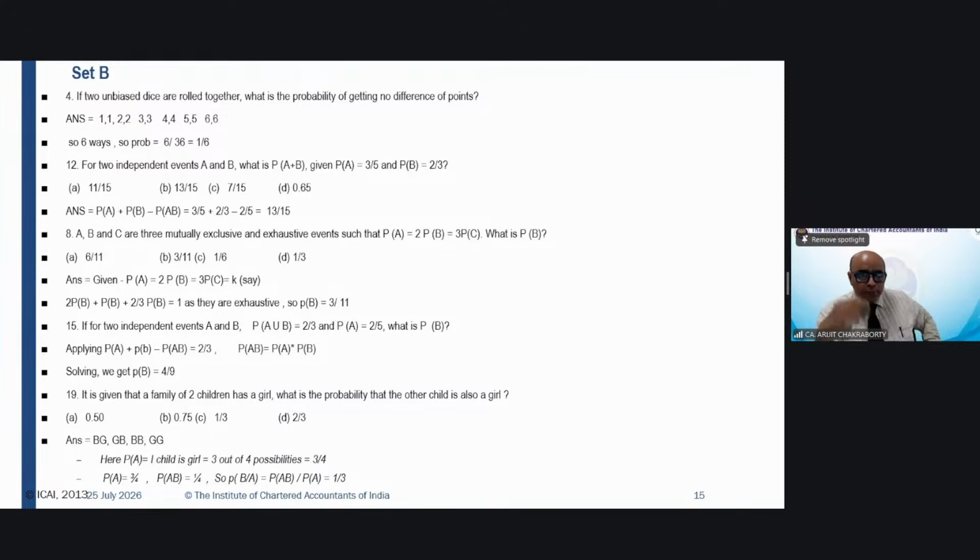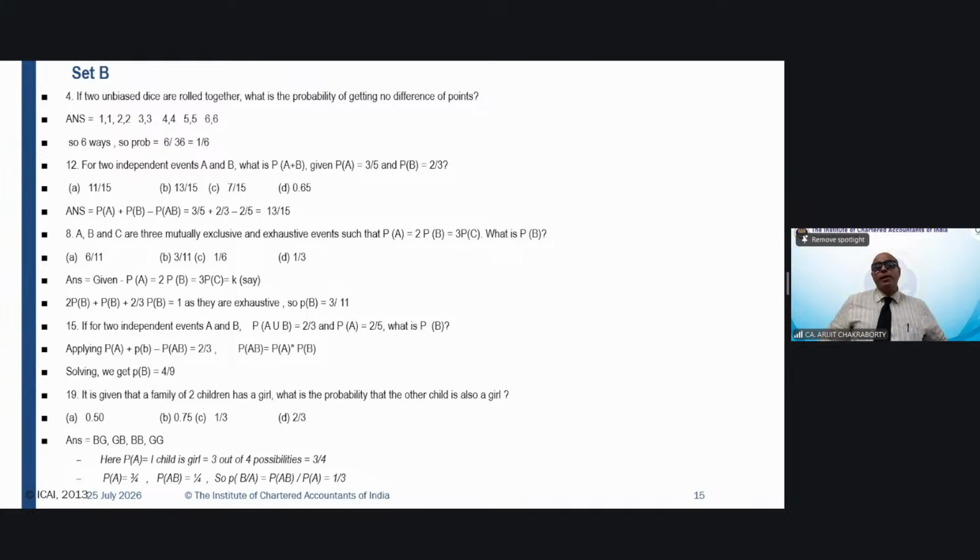Now what is P(A∩B)? P(A∩B) is the probability that the other child is also a girl. Please be very careful here, please listen very cautiously and with full concentration. P(A∩B) means both are girls. What is the probability? Out of the sample space BG, GB, BB, GG, only the GG option will be the right answer. That means only one event. That means the probability of A∩B, both are girls, is given by 1 by 4.